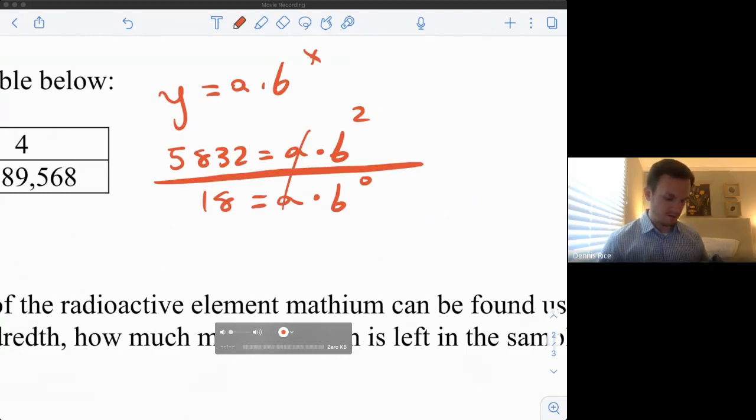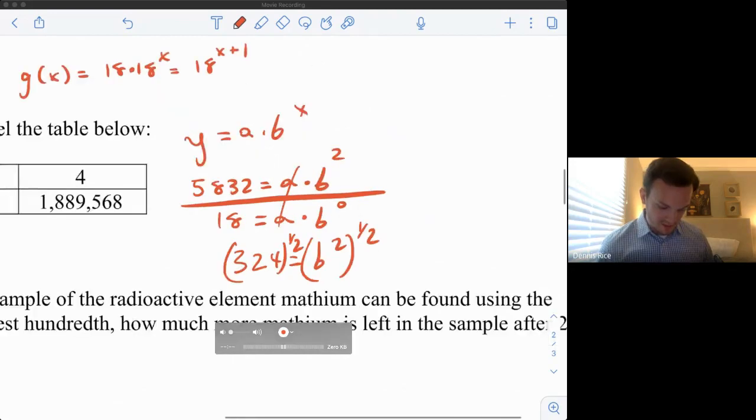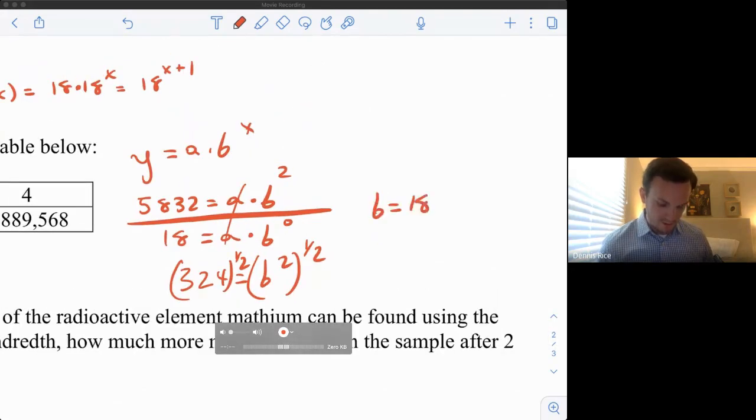What is that? I usually put the larger y value on top. You get 324 equals b squared. Take the square root or raise it to the 1/2 power. Usually if that's like b to the 5th, you'd raise it to the 1/5 power. In this case, you could just take the square root. You're going to get b equals 18. Once you know whatever the b value is, go back up here, go back to one of your originals, substitute in, and then solve for a, and you'll figure out that a is 18 as well.